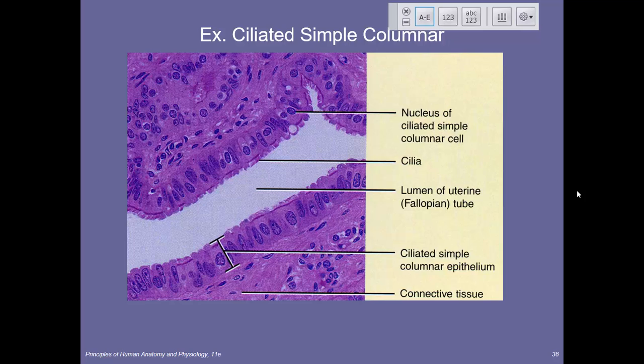So you could say, well, this is a lumen of a tube. These look like they're columnar. And I'm going to say this is cilia, so this is ciliated simple columnar. Where it is, it could be the fallopian tubes. It could be in the respiratory tract again.